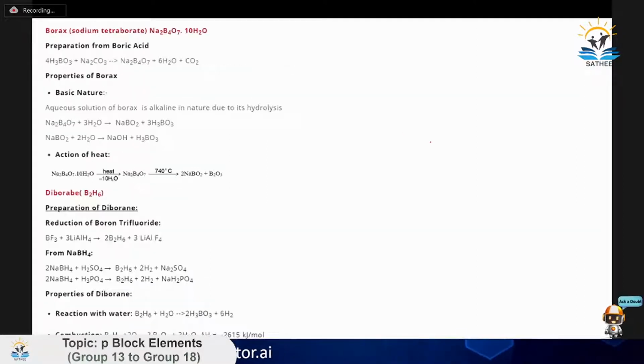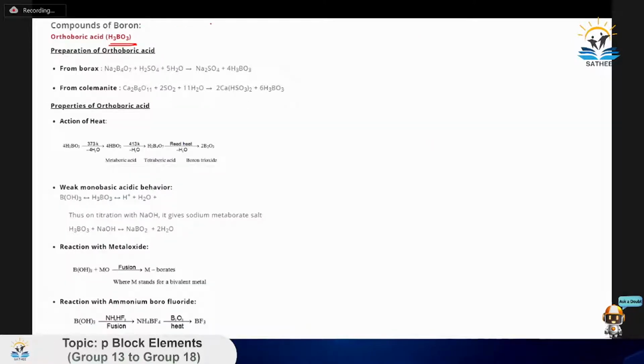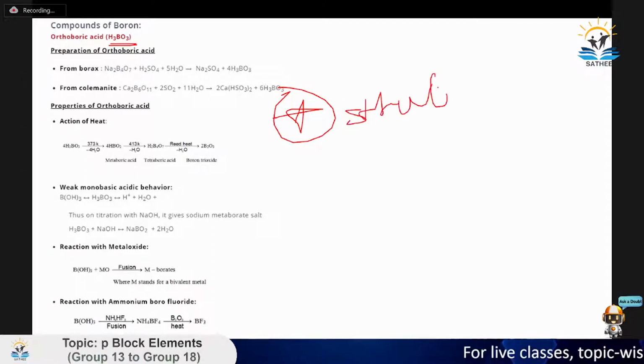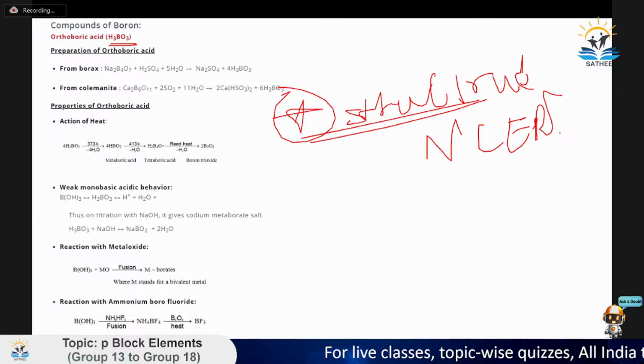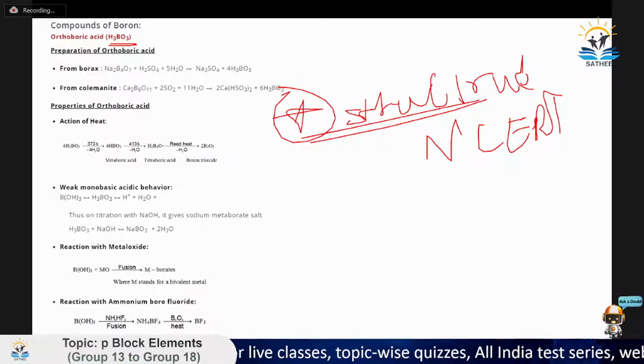Now, I have not put the structure of orthoboric acid on the slides, but please look at the structure. This is one homework I'm giving you. Please look at the structure from NCERT. You will notice that it is a very cool kind of structure, a big structure. Anyways, let's talk about the preparations of orthoboric acid.